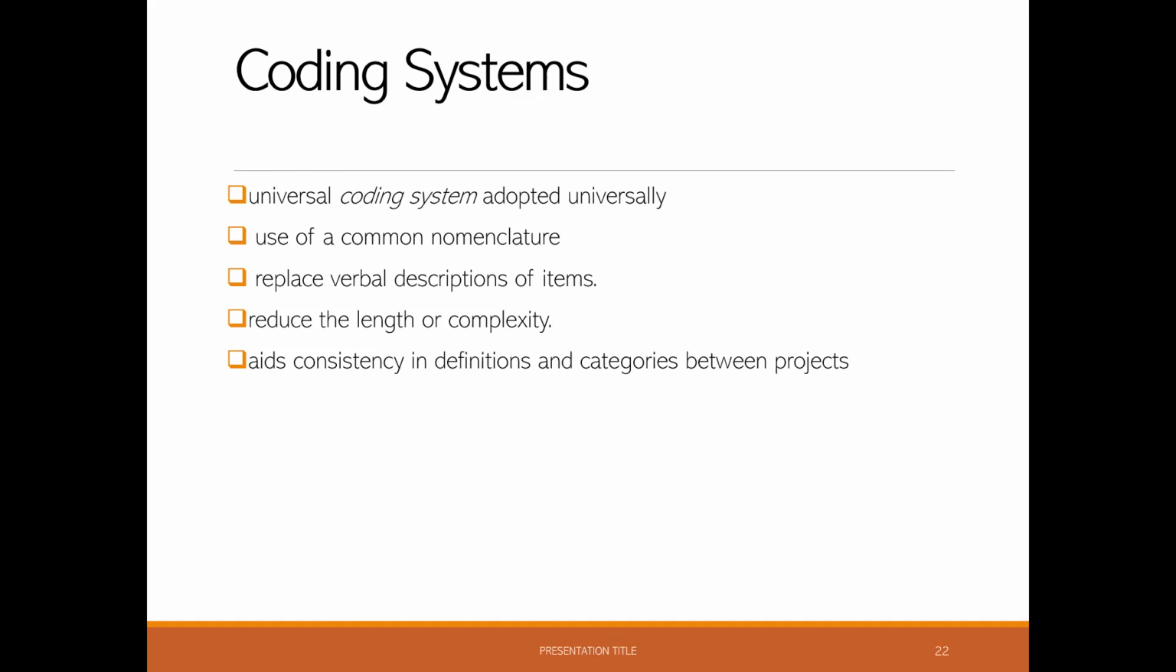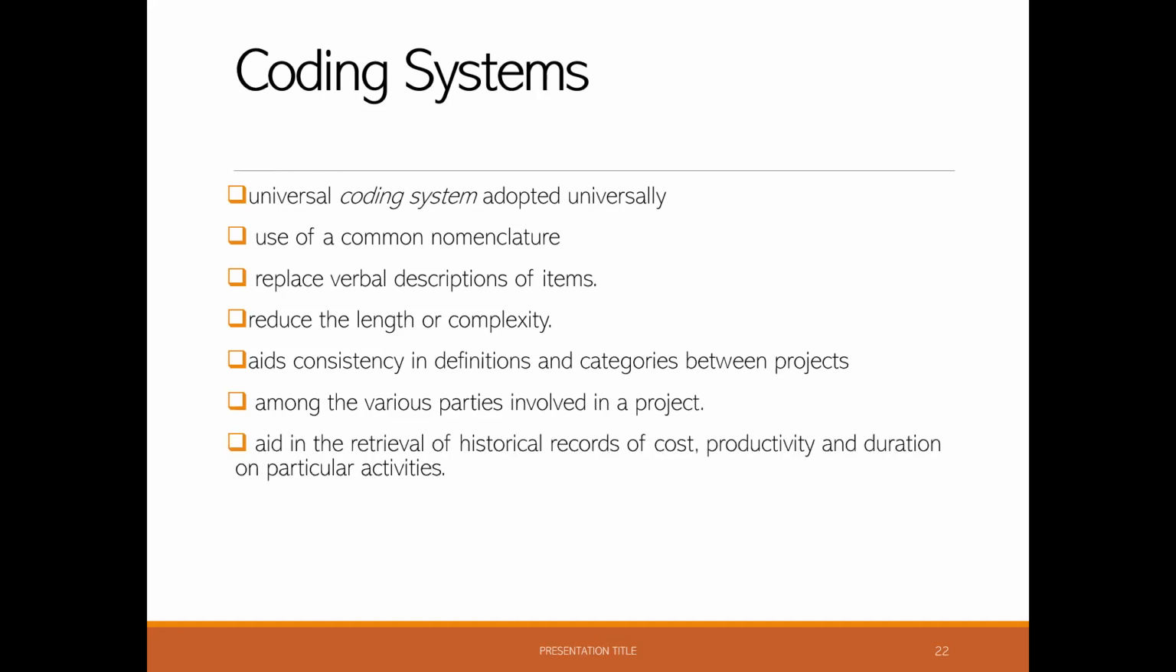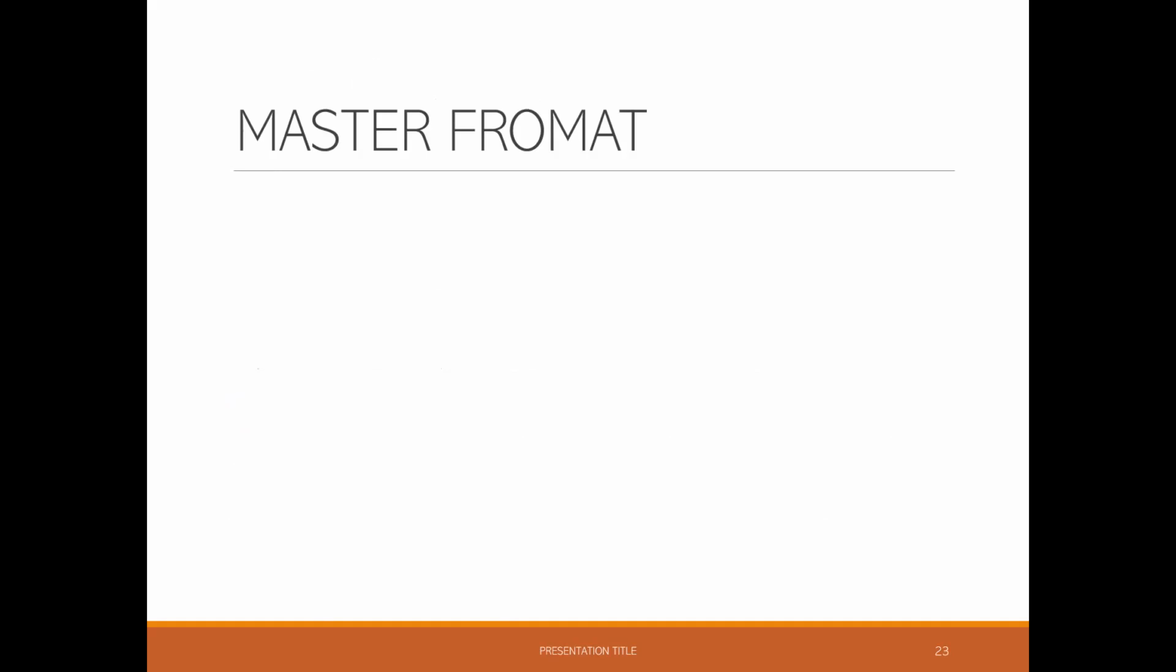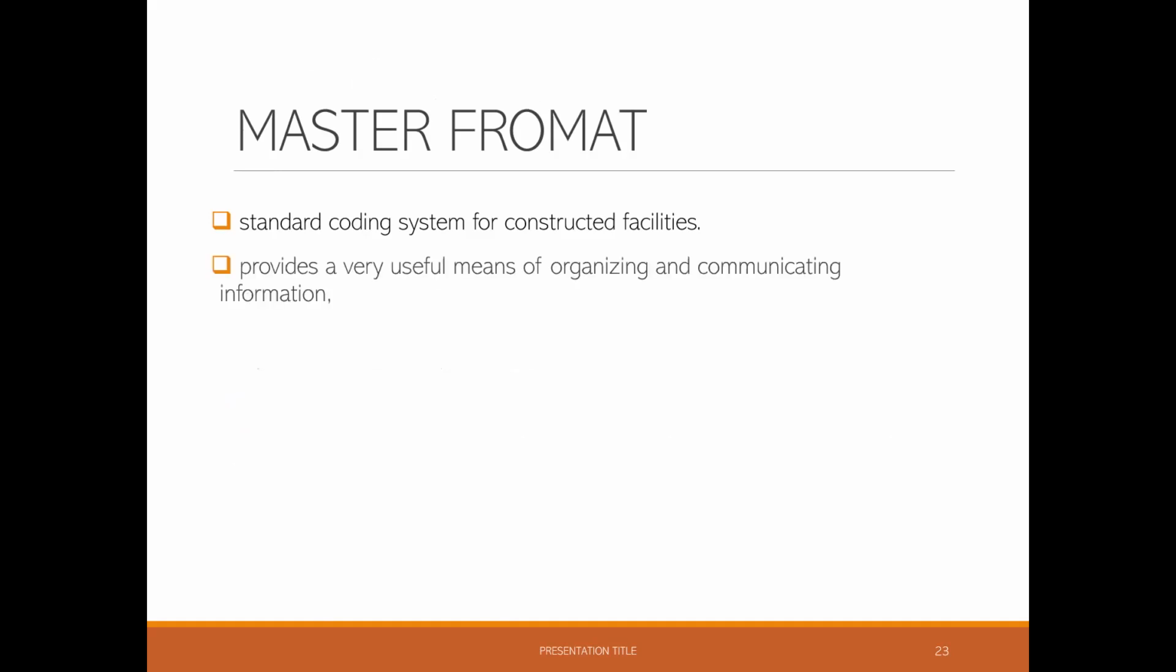Common coding systems also aid in retrieval of historical records of cost, productivity, and duration on particular activities. Finally, electronic data storage and retrieval operations are much more efficient with standard coding systems. So there is a master format, which provides a standard specification for nearly all the elements associated with building construction. It was first adopted in 1978. It provides a very useful means of organizing and communicating information.